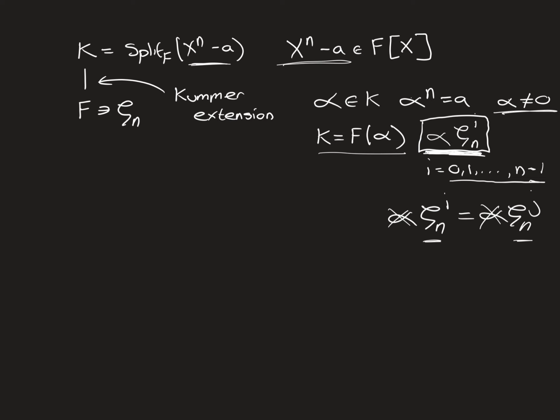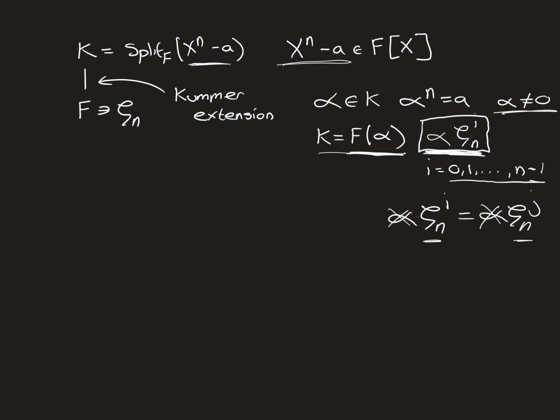So therefore this polynomial is a separable polynomial because it has its degree number of distinct roots. Therefore this is the splitting field of a separable polynomial, ergo it is a Galois extension, a finite Galois extension. So now we can consider what its Galois group is, and I'm going to show you that its Galois group is cyclic.